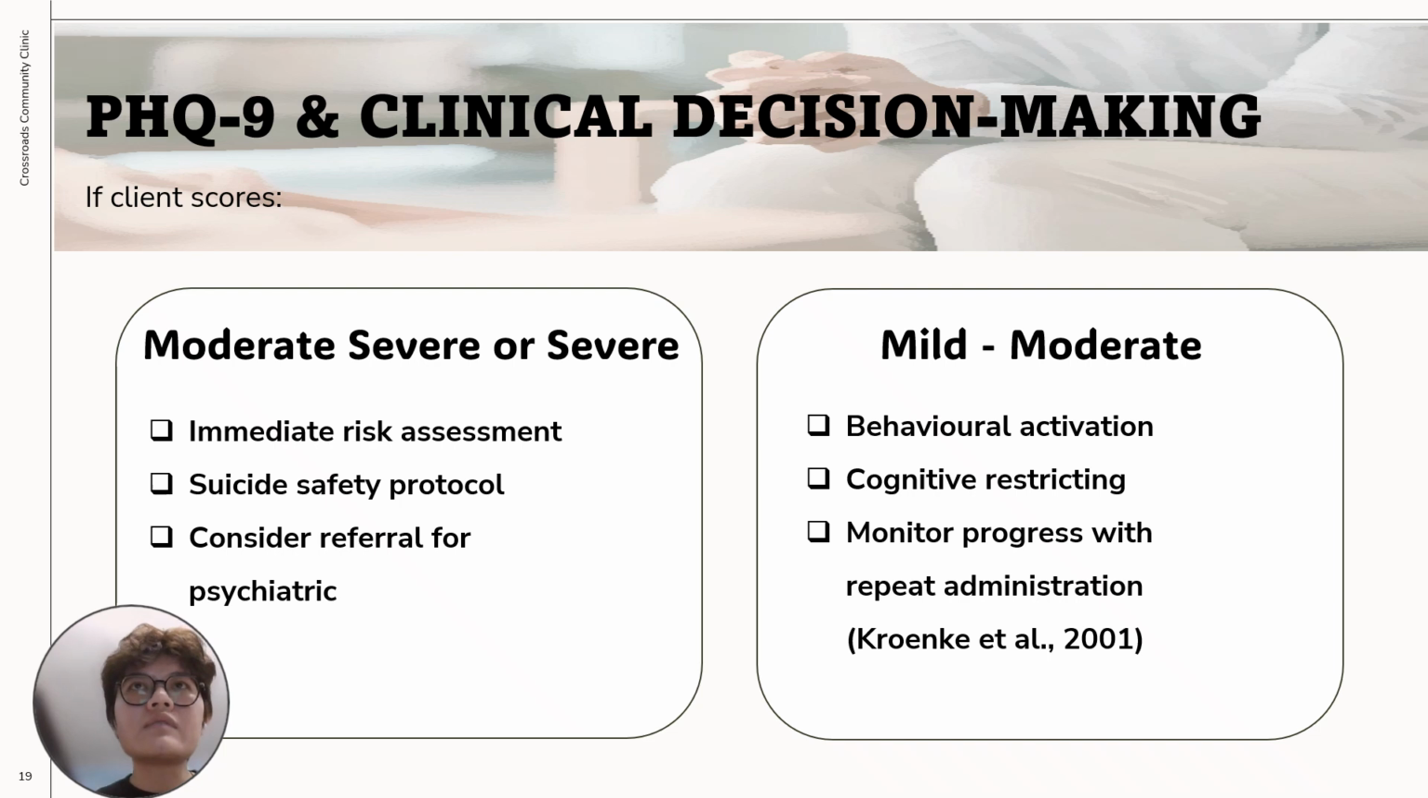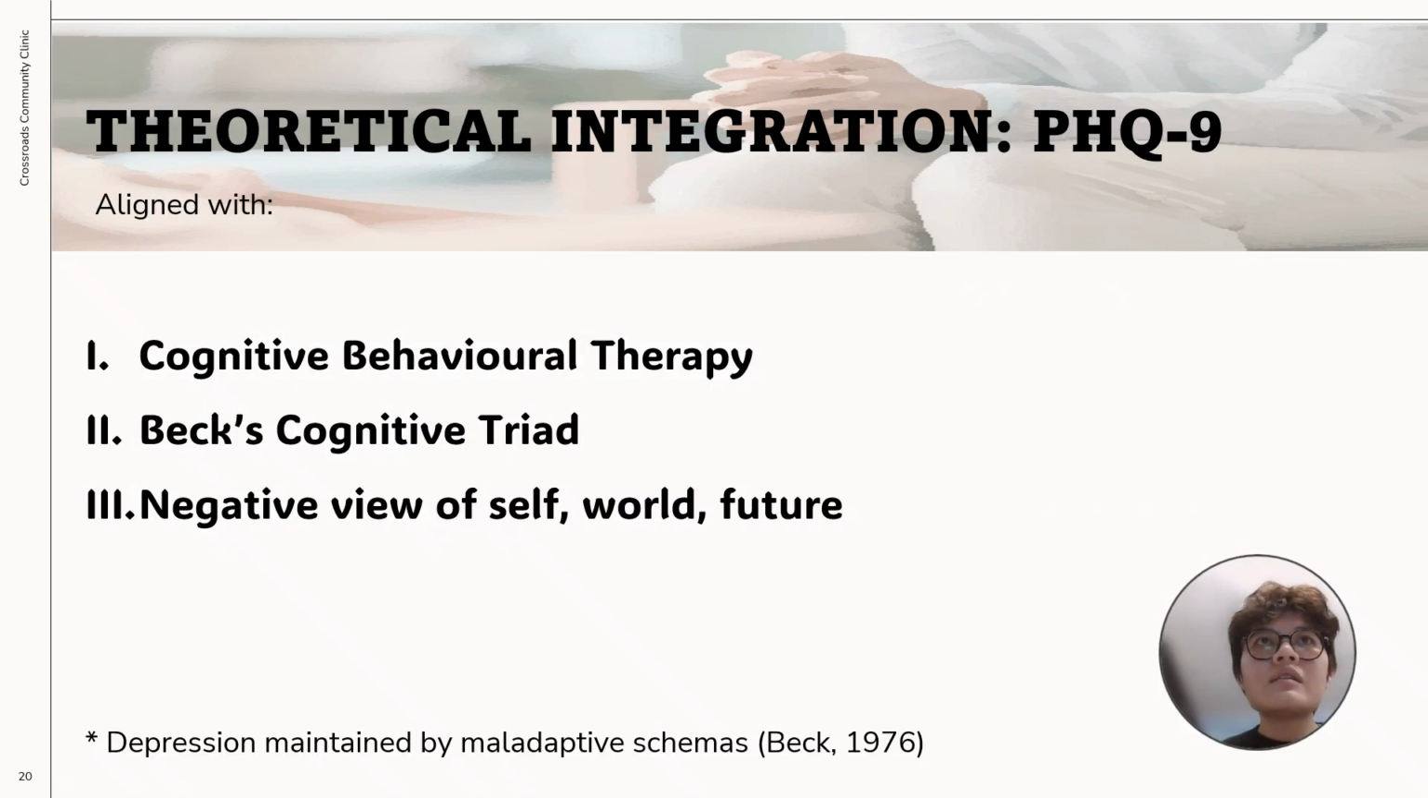If a client scores in the moderately severe to severe range, and in particular if item 9 is endorsed, immediate suicide risk assessment is required. This means conducting a structured risk assessment, determining interim plans and means restriction, implementing safety planning procedures, and considering psychiatric referral if necessary. For mild to moderate scores, behavioral activation and cognitive restructuring may be appropriate. The PHQ-9 aligns with Beck's cognitive theory of depression, particularly the cognitive triad of negative beliefs about the self, the world, and the future. Again, a test score guides but does not dictate treatment. A corporate professional scoring high during a peak workload may be experiencing situational burnout rather than a major depressive disorder. I repeat again, assessment must consider context.